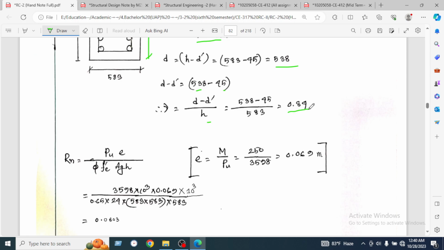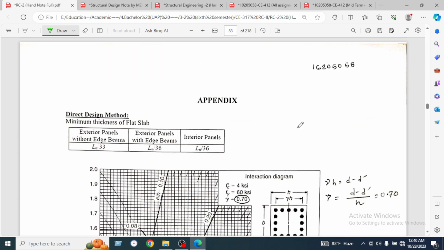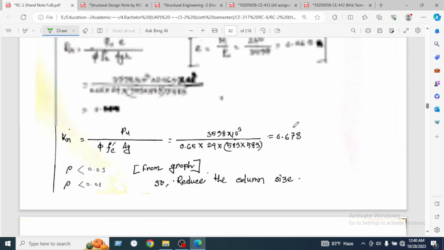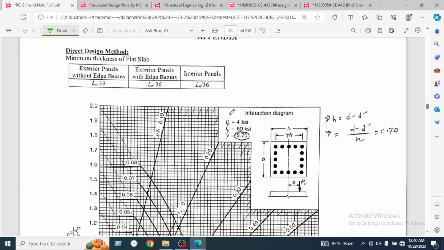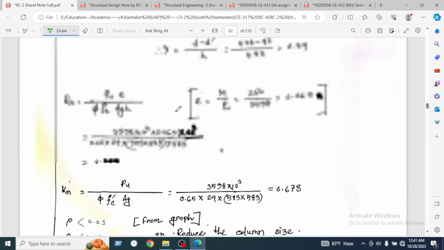So we have found the 0.85. So our column interaction chart will be 0.84. Here is the 0.84. So there we have used 0.70 as we have not found it here, but when we calculate practically, then we will use the 0.85 graph for the interaction graph.